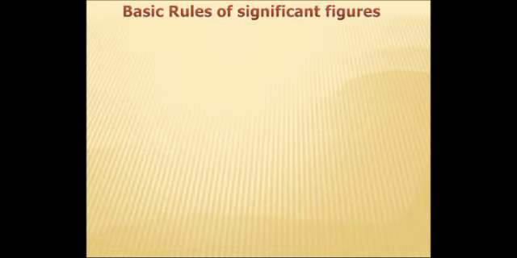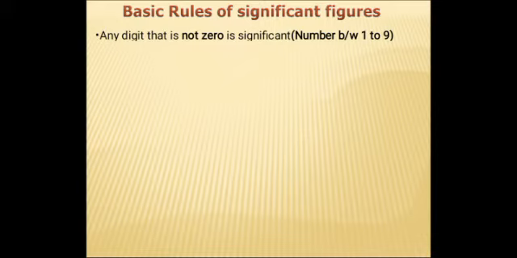So, the basic rules of significant figures: how they help us write numbers. One by one, there are 5-6 rules, so listen carefully, this is very important. See, any digit that is not 0, any digit that is not 0. Do you know about numbers?